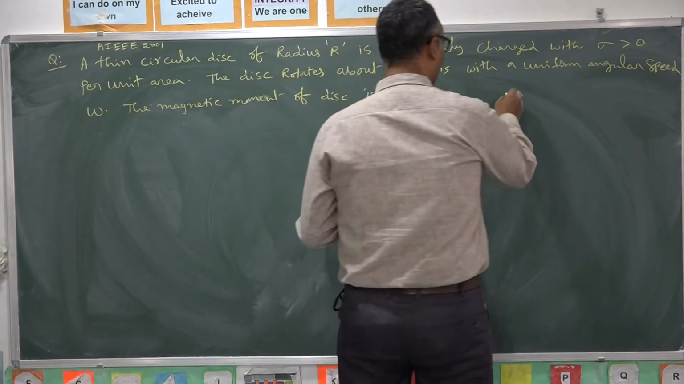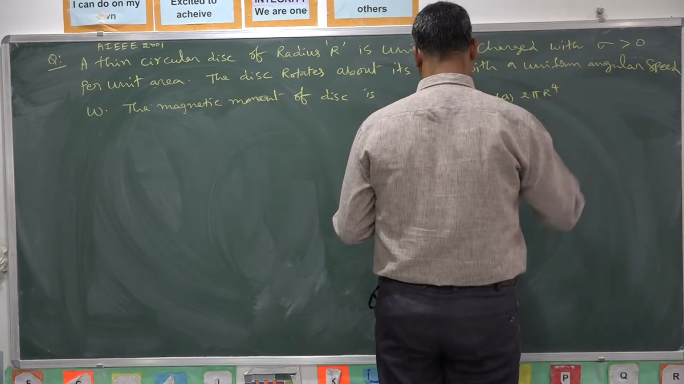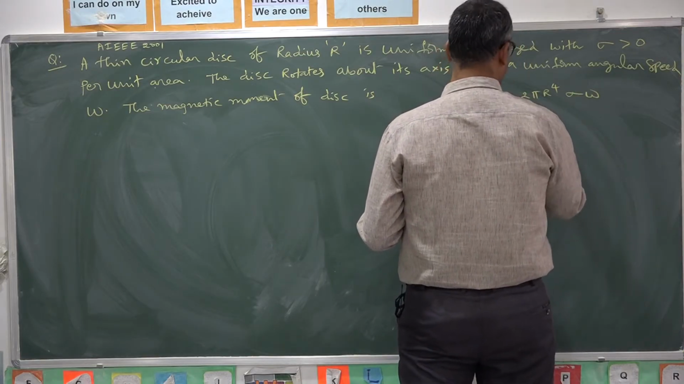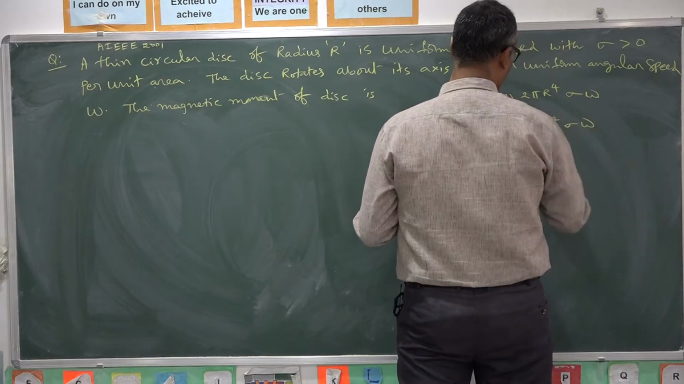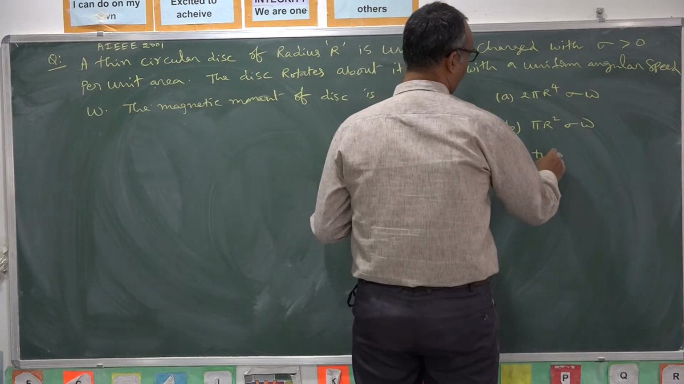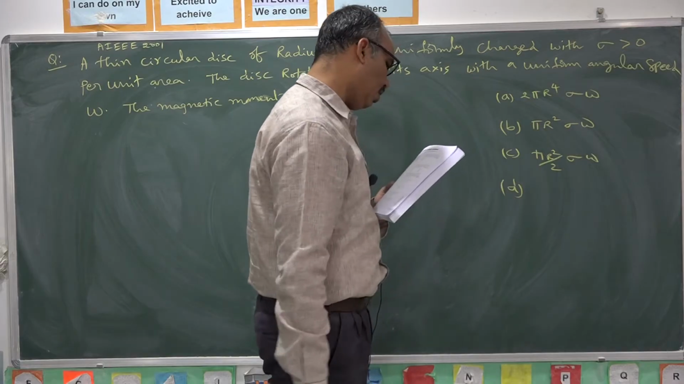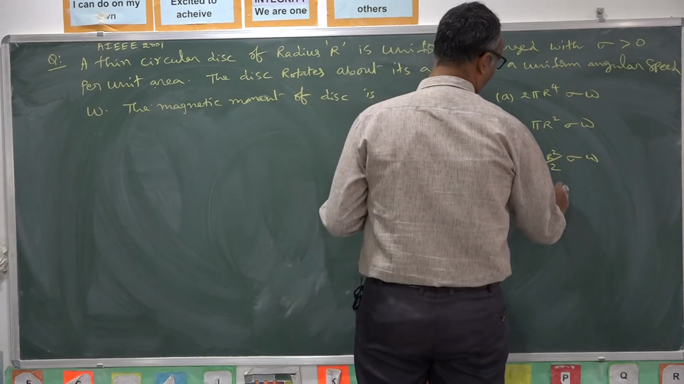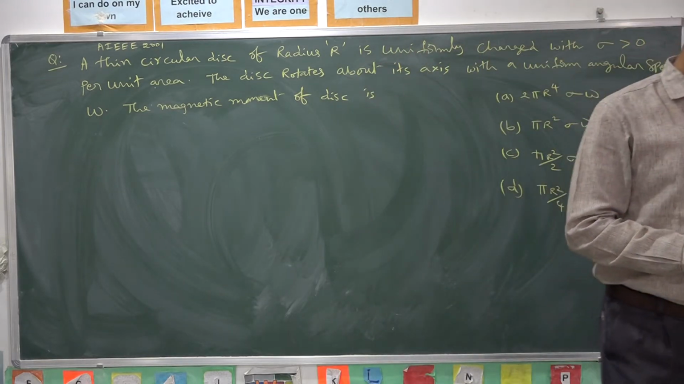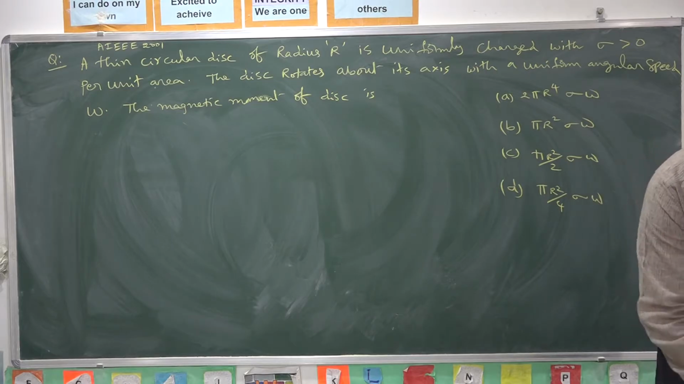They gave 4 options like this. The first option is 2 pi r power 4 sigma omega. Option B, pi r square sigma omega. Option C, pi r square by 2 sigma omega. Option D, pi r square by 4 sigma omega. These are the options given to us. We need to do the solution.